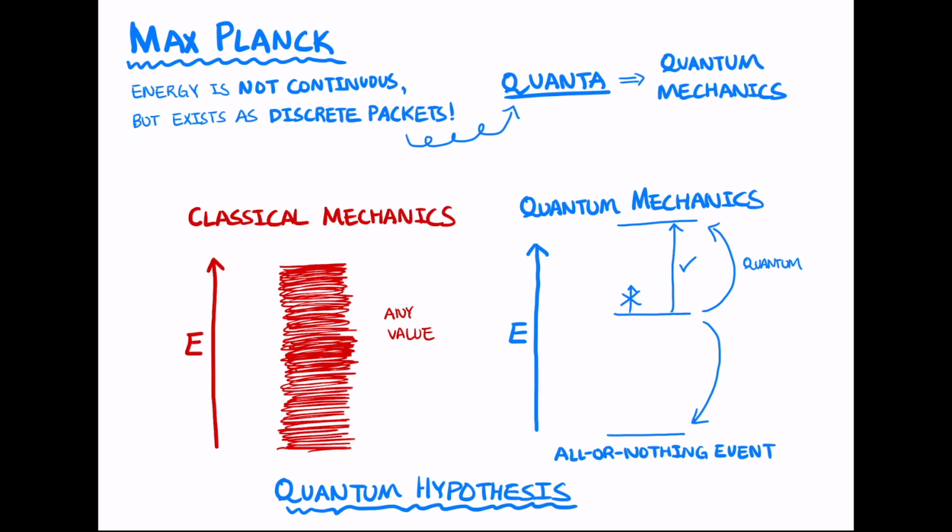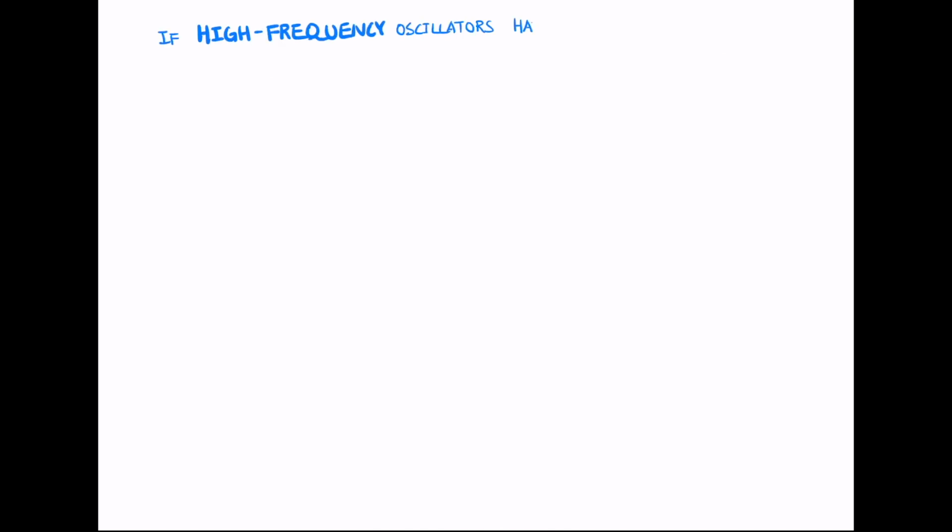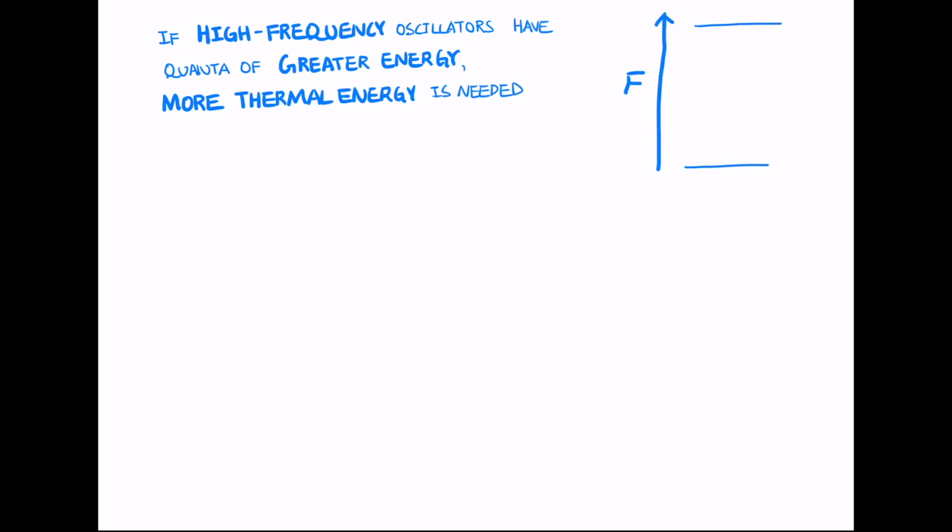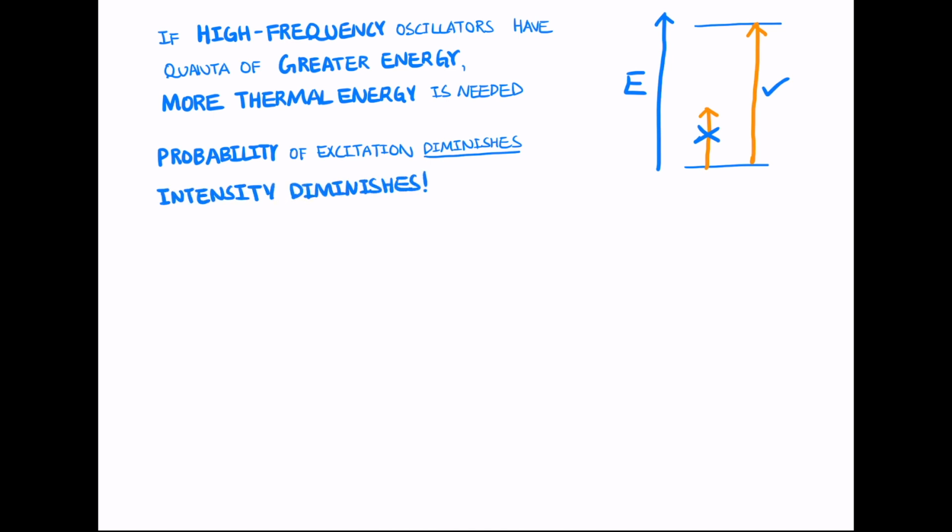If high frequency oscillators have quanta of greater energy, then more thermal energy would be required to even excite it in the first place. This means that the probability of exciting high frequency oscillators diminishes, so the intensity of blackbody radiation at high frequency decreases greatly. With this concept, Planck developed a model that accurately describes blackbody radiation and solves the ultraviolet catastrophe, and identified an equation that describes the magnitude of quantum each oscillator takes.